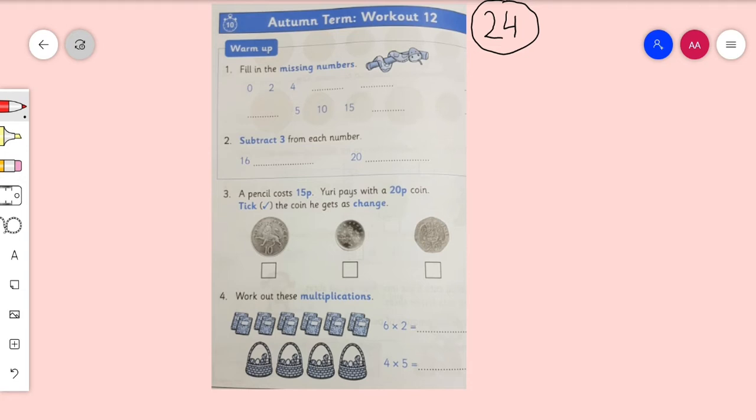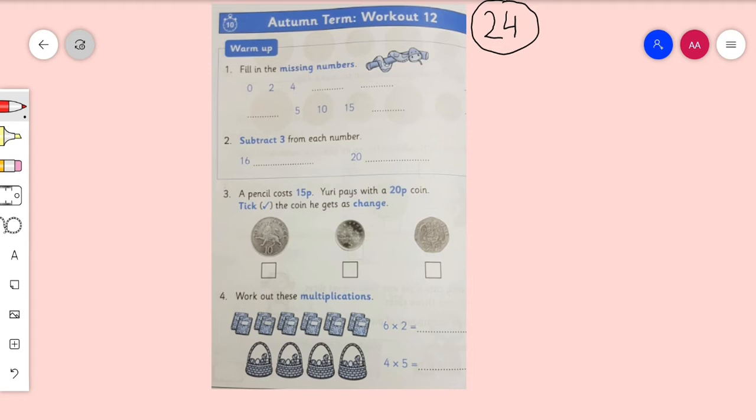To find the missing numbers, we need to see the difference between the 0 and the 2. To find the difference between those two numbers, we need to put the 0 in our mind and open the fingers and count how many fingers it takes to go to number 2. 0 in our mind and 1, 2. I have 2 fingers open, which means 0 plus 2 equals 2.